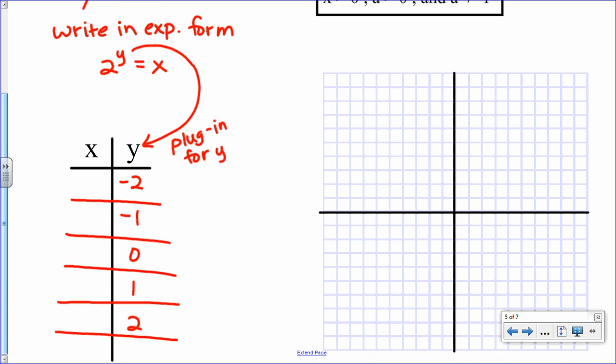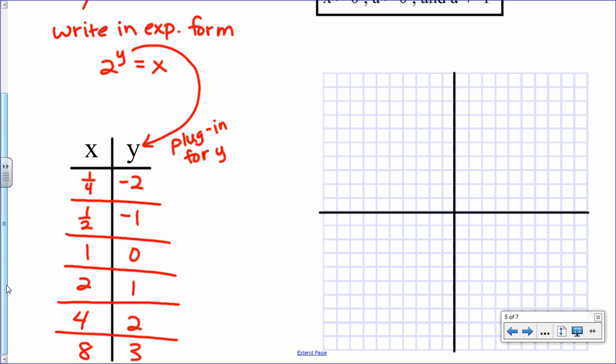So go ahead and go to 3. I'm plugging in for y, so 2 to the negative second power is 1/4. 2 to the negative first power is 1/2. 2 to the 0 is 1. 2 to the first is 2. 2 squared is 4. And 2 cubed is 8.